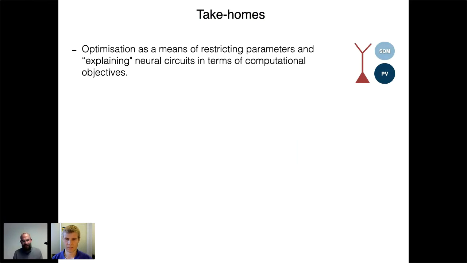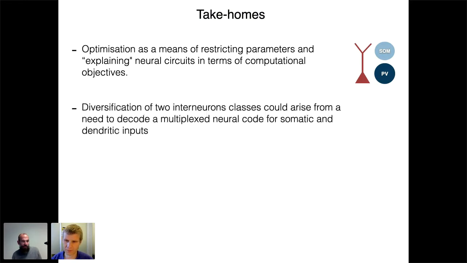At the moment, the objective that we chose was excitation inhibition balance. As I said, I don't believe that is a goal per se. I believe that there is a lot of computations that profit from excitation inhibition balance, but I think that's a longer debate where I'm not sure if I have converged on my own opinion. Second thing, more for the biology people here, is that you can generate the diversification into interneuron classes from the need to decode a multiplex neural code for somatic and dendritic inputs.